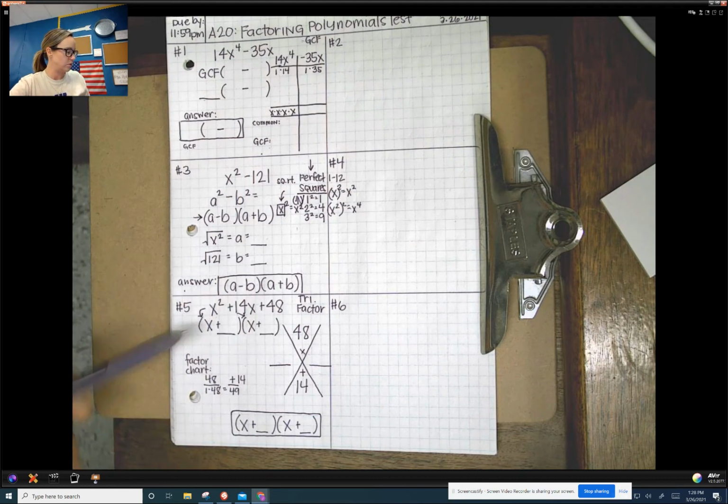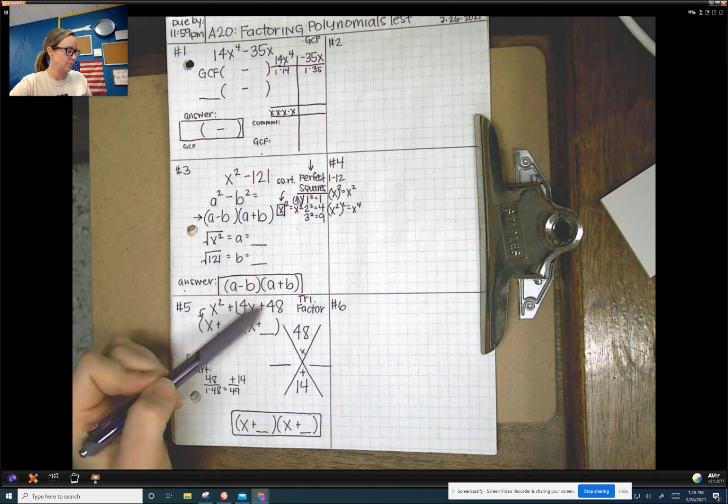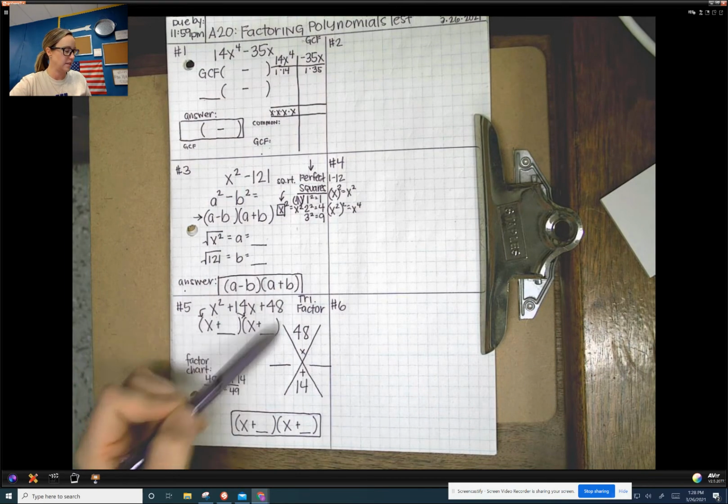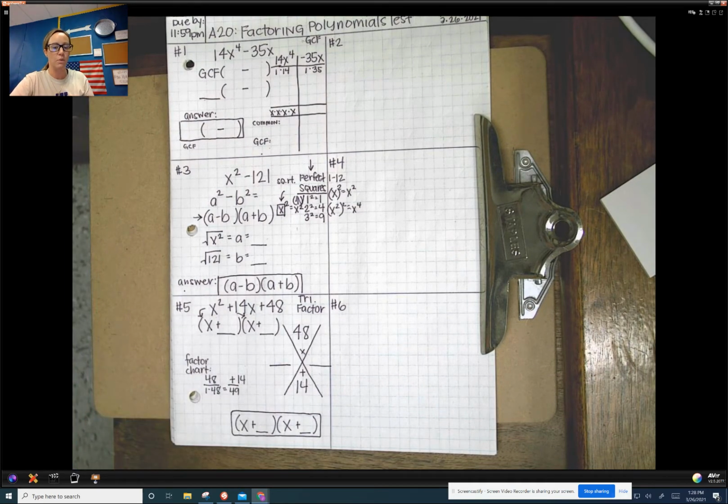You are then going to show me the factor chart for positive 48. I need to see this set up like this because it's the only way we've done it in class. If you're doing it another way, you're going to have to explain to me what strategy you're using, where you got it from, and that you still know how to do it.